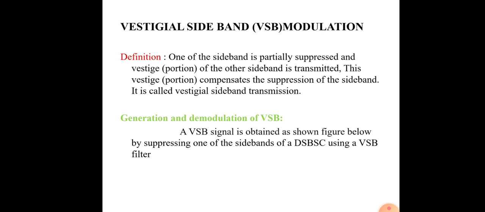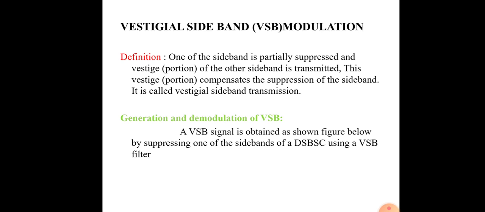The definition of VSB modulation is that one of the sidebands is partially suppressed, and a vestige, the portion of the other sideband, is transmitted. This kind of suppression of the sideband is done, and this kind of modulation is called vestigial sideband transmission. Now we are going to see how to generate the VSBSC and how to demodulate the VSBSC.